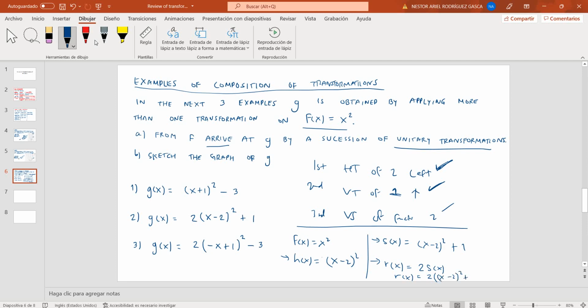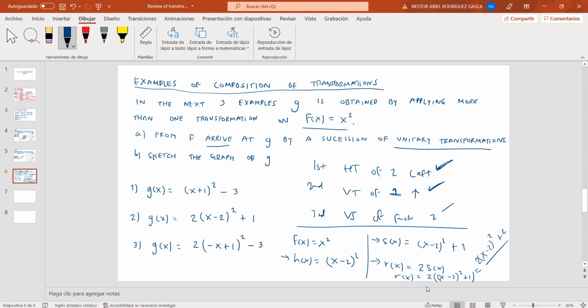It's going to be like this. Okay, and as you can see, if I multiply the 2 by the whole parenthesis, I'm going to get 2 times (x minus 2) squared plus 2. So this is going to be my end result: 2 times this binomial to the square plus 2, which is not the same as g.